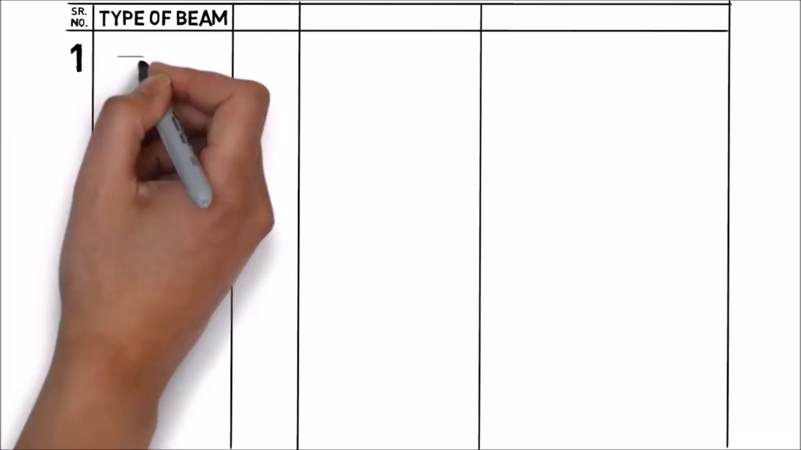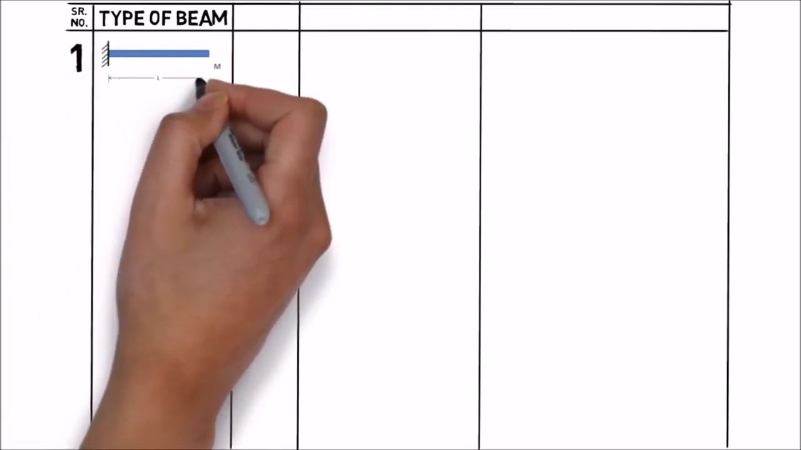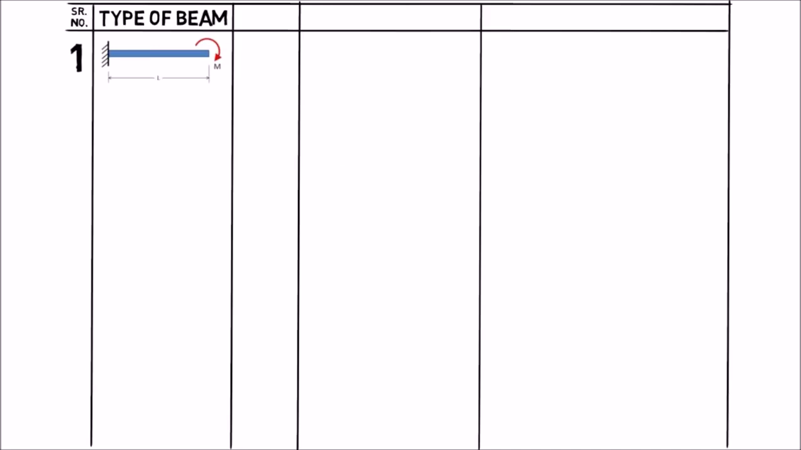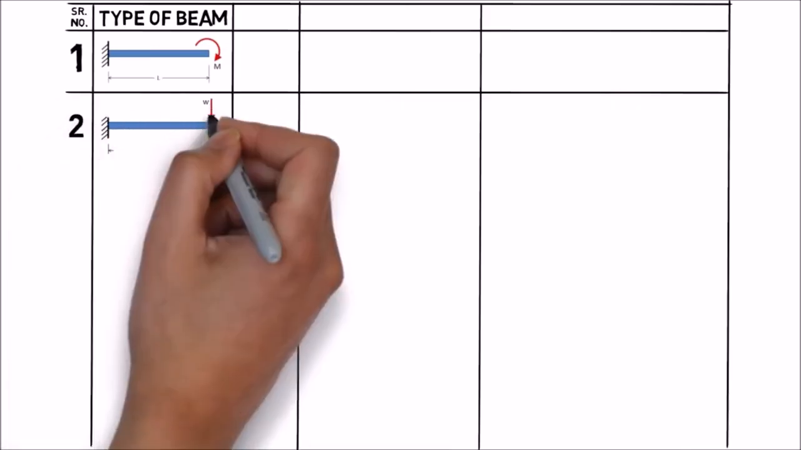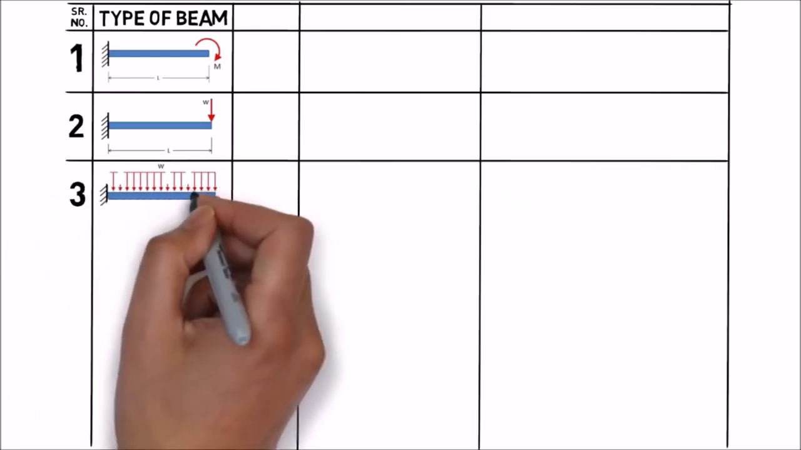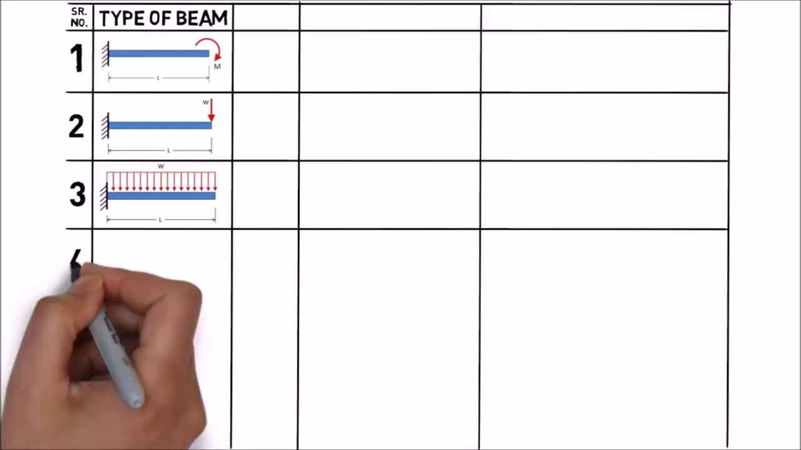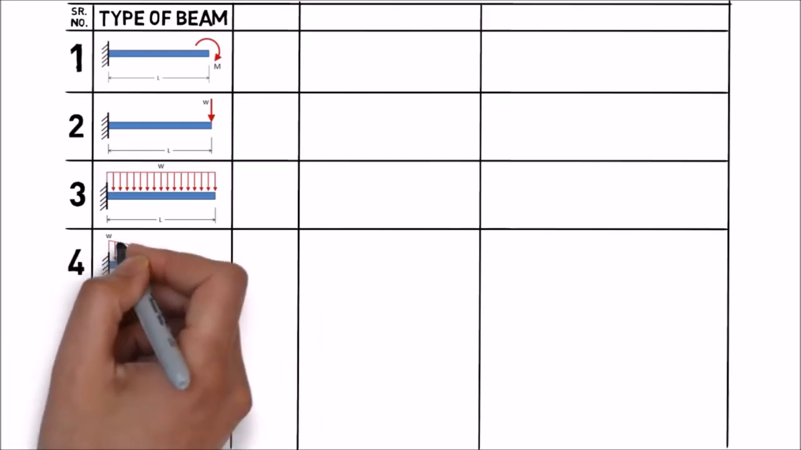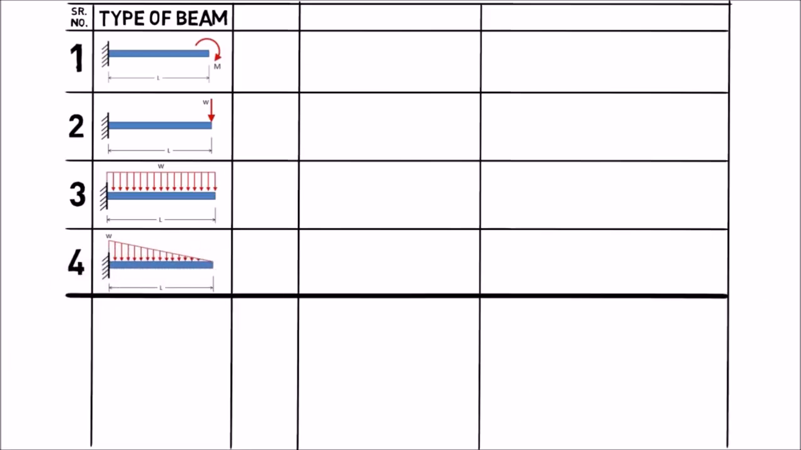So let's start. We will see all the important cases of beam problem. First case, a cantilever beam subjected to a concentrated moment about its free end. Second case, a cantilever beam carrying a point load at free end. Third case, a cantilever beam subjected to UDL over its entire length. Fourth case, a cantilever beam subjected to UVL over its entire length like this.